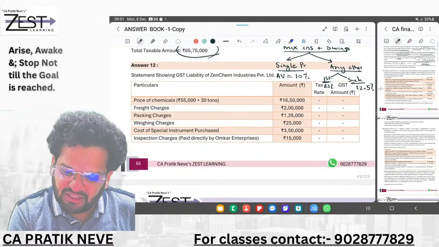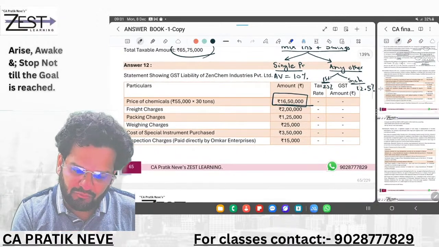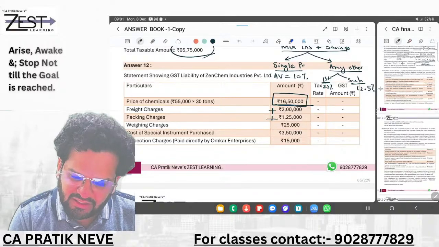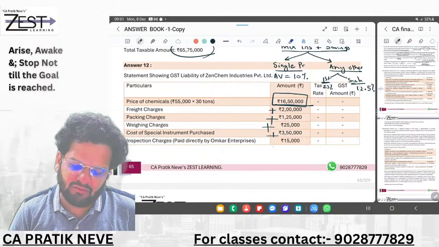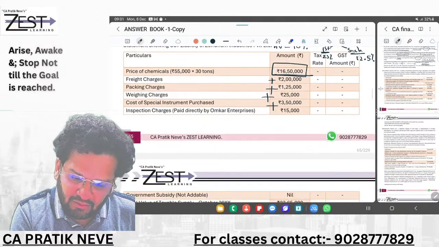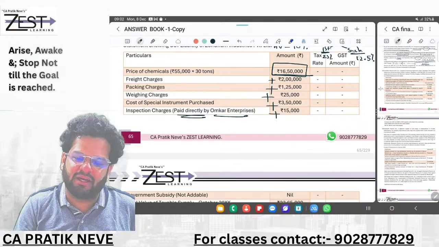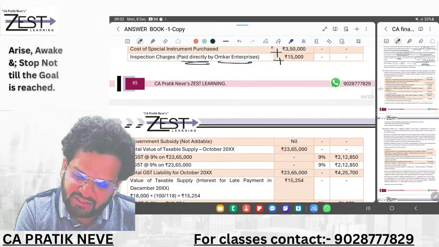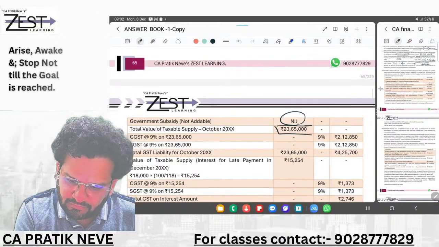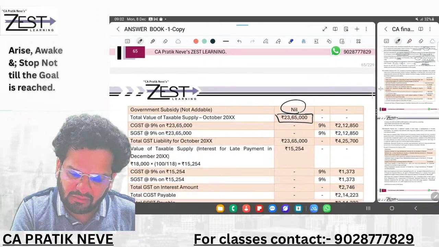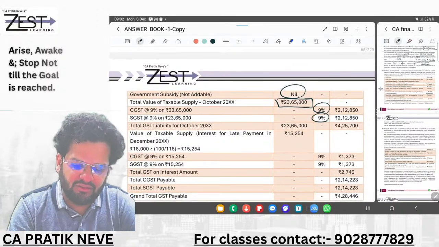So see, 16,50,000 is what we start with. Freight charges added, packing charges added, weighment charges added, cost of special instrument added, direct prepaid, meaning amount incurred by recipient of supply on behalf of supplier, included means added, government subsidy neglect. So get to the assessable value. Okay. Now calculate GST at 9% each as given in the question.